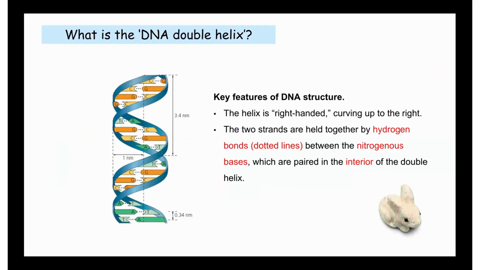When two of these single strands face each other and twist together, they form the famous double helix structure. This was discovered by James Watson and Francis Crick. This helix twists to the right, and it's also called the right-handed helix.